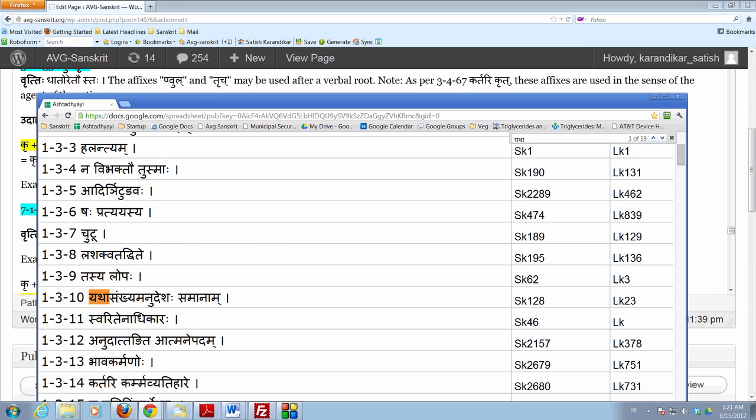Yatha sankham means respectively, in the order. Samanam, when you have an equal number of terms to be substituted and an equal number of substitutes. So yatha sankham anudeshas samanam.